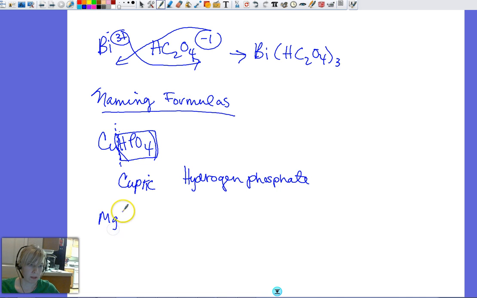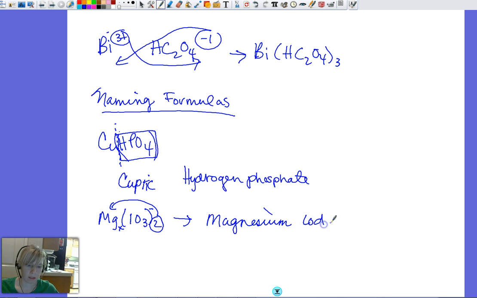Now we have magnesium, so Mg(IO3)2. So if we know that this 2 went with this, and since there's nothing down here, that would be a 1. So we have magnesium. And look up IO3 on your chart, and it says it is iodate. So we have magnesium iodate.